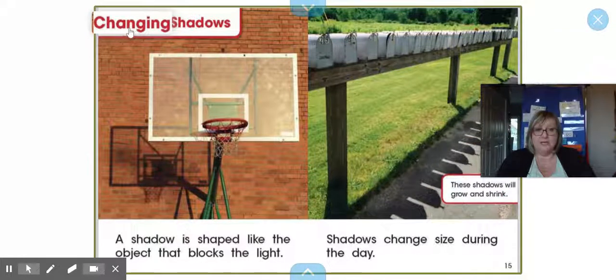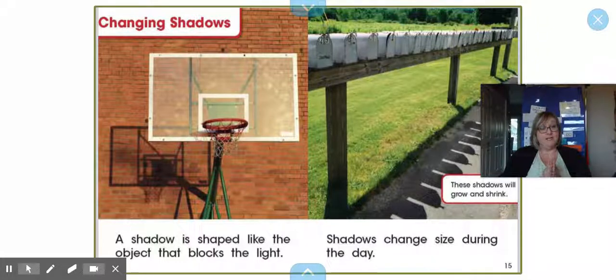Here's my new heading, changing shadows. I think we may have some schema for this. Let's see if we know some of this information. A shadow is shaped like the object that blocks the light. Shadows change size during the day. Let me read the caption. These shadows will grow and shrink.